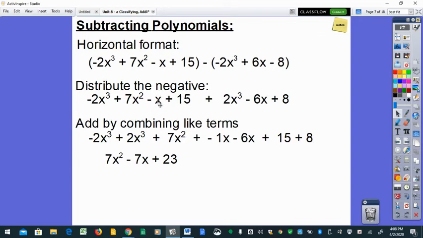Negative 1, take away 6. So negative 1x take away 6x, you can see it right here, is negative 7x. And then 15, add the 8, would be 23. The number one mistake is right here, to put a plus 6x and a minus 8, to only subtract that first term.